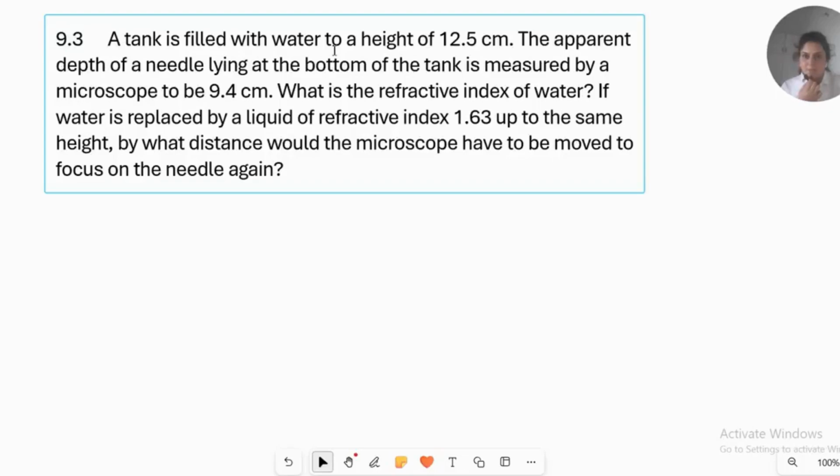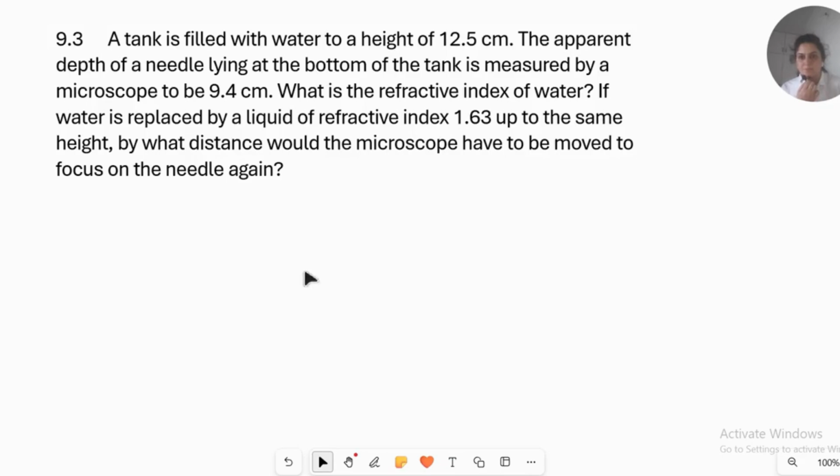A tank is filled with water to a height of 12.5 centimeters. The apparent depth of the needle lying at the bottom of the tank is measured by microscope to be 9.4 centimeter. What is the refractive index of water? That has been asked. So if water is replaced by a liquid of refractive index 1.63 up to the same height, by what distance would the microscope have to be moved to focus on the needle again?